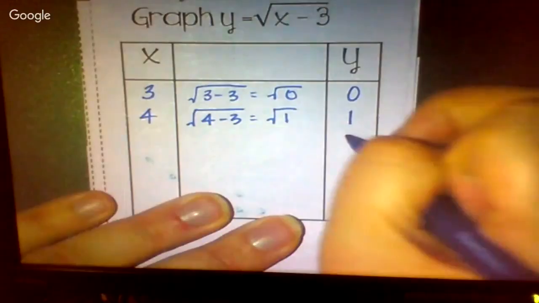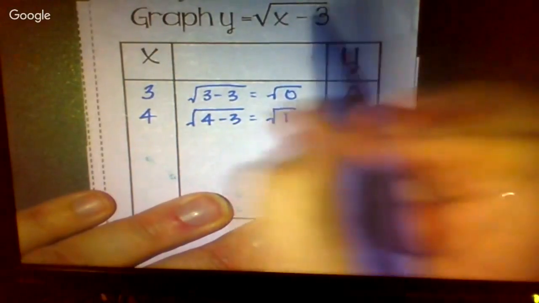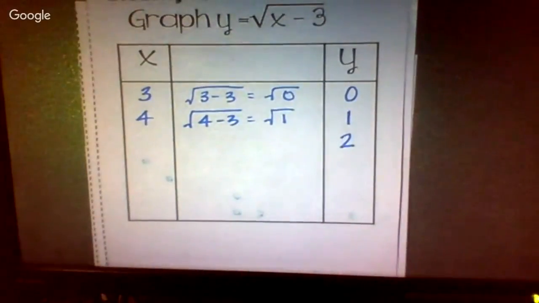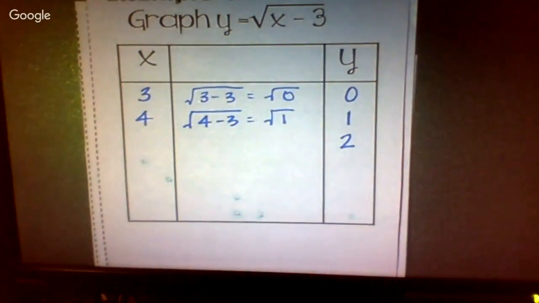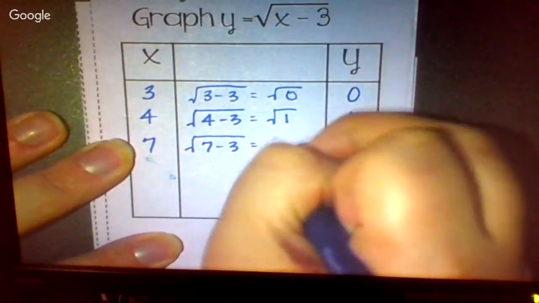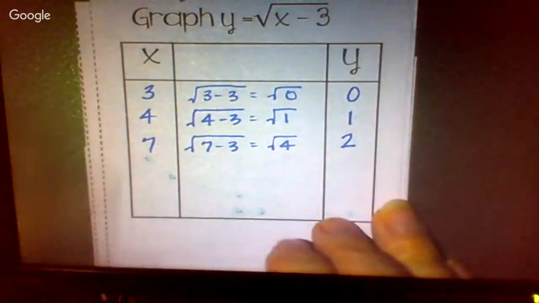I want a y value of 2, which means I need to make this underneath the square root a 4. What can I plug in for x? Subtract 3, that's going to give me 4. What minus 3 gives me 4? 7. The square root of 7 minus 3 gives me the square root of 4, which is 2.